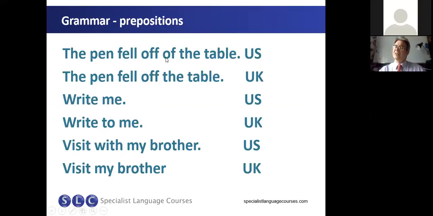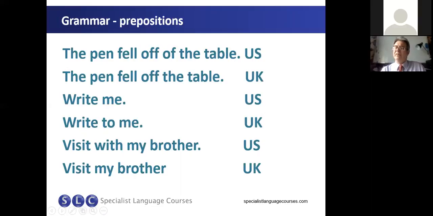If we were to put something like this in some writing, with the rest of it as UK English, this is going to jar a bit and we're going to think, that's not right. What's the problem there? And we've got write me, that's US. If somebody said to me, write me, I'm going to write ME. Write to me, that's very different. That means they want to receive a letter or an email from me.